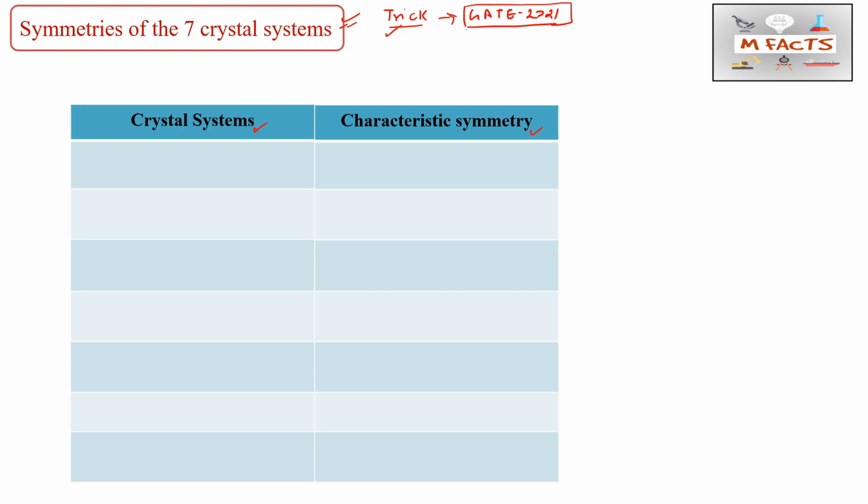This symmetry may be of three types. The first is rotational symmetry. The other one is translational symmetry, and the other one is reflection. These three types of symmetry may be exhibited in any crystal system. Here we will talk about rotational symmetry, and translational symmetry is present in every crystal system, including the triclinic. In the previous video I have given the concept like that.